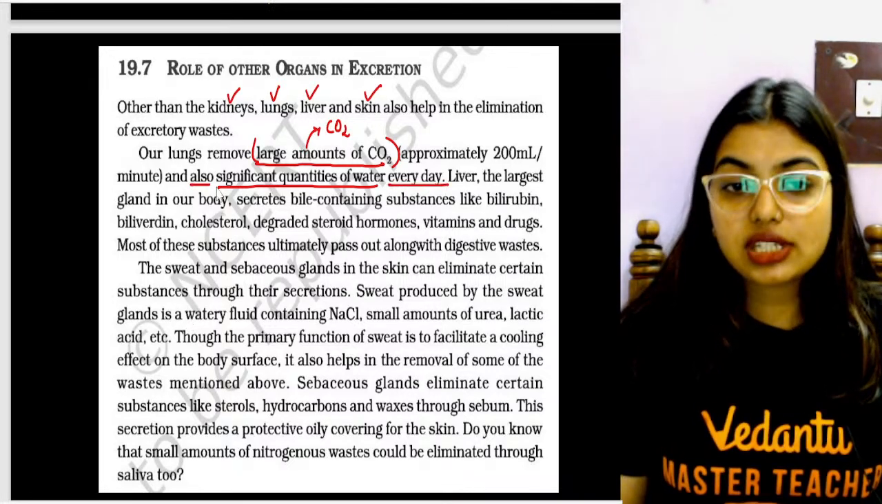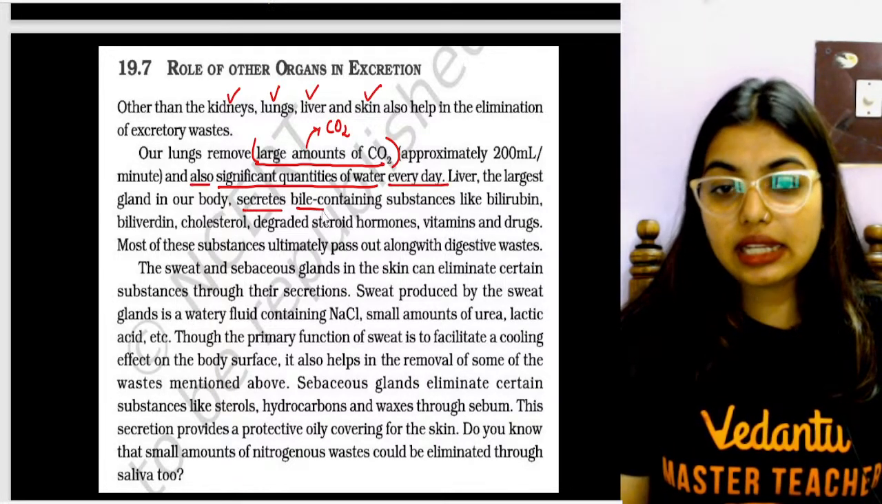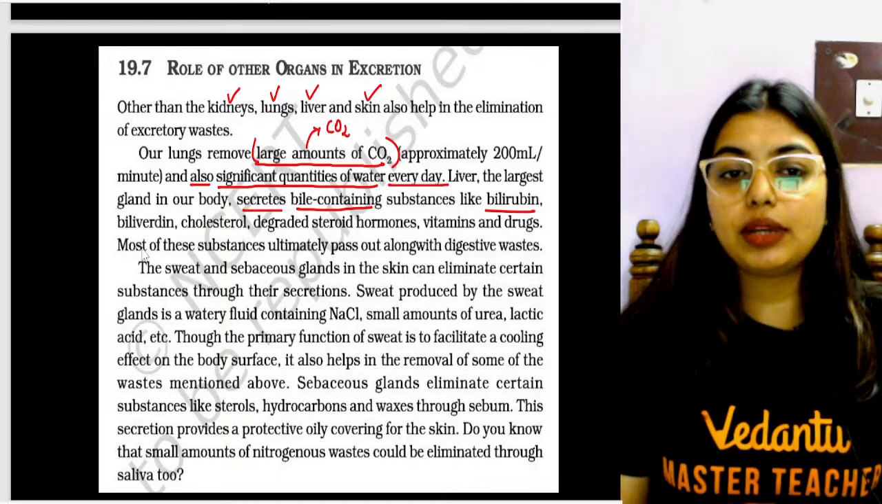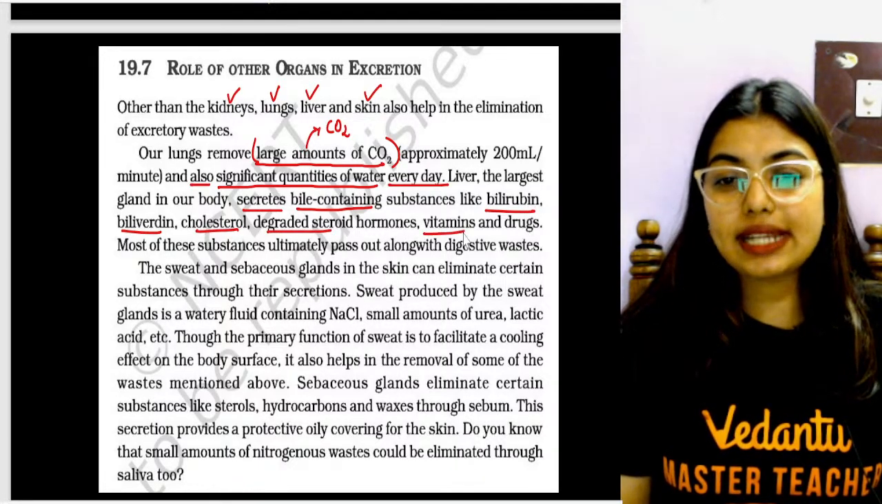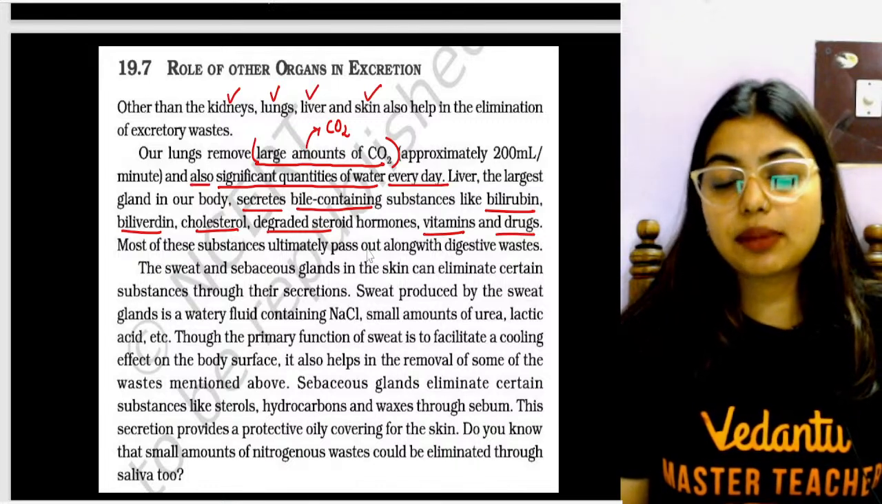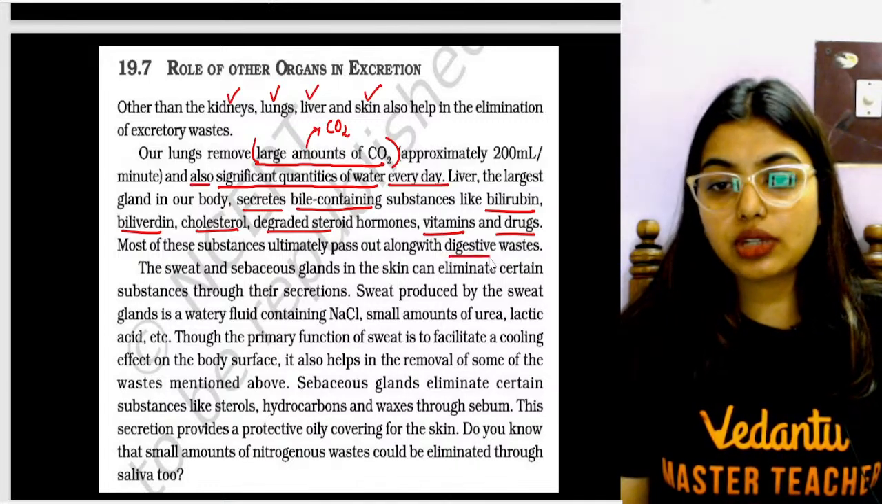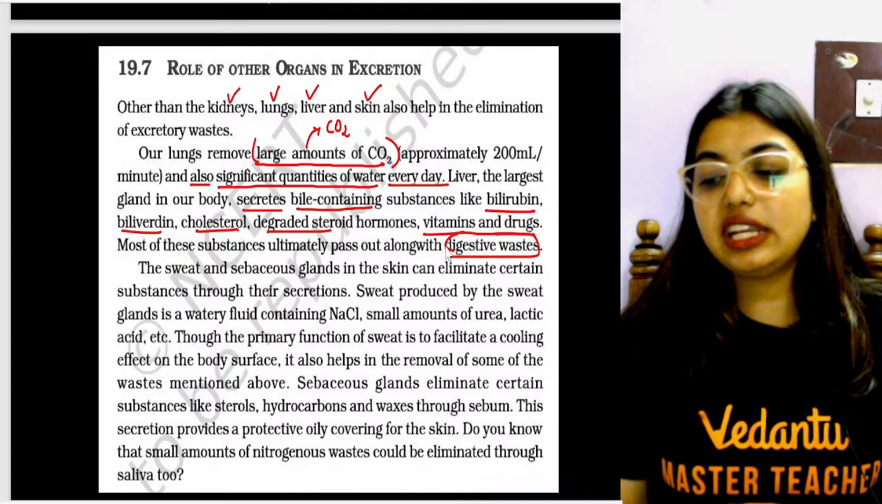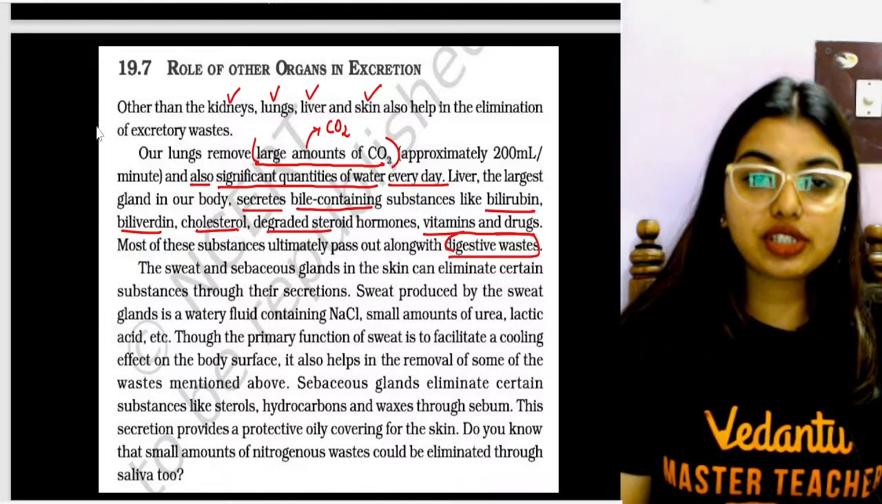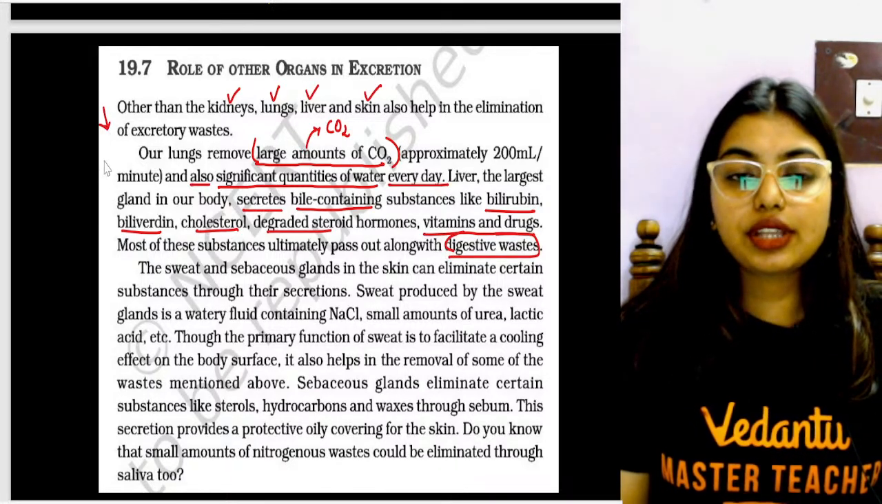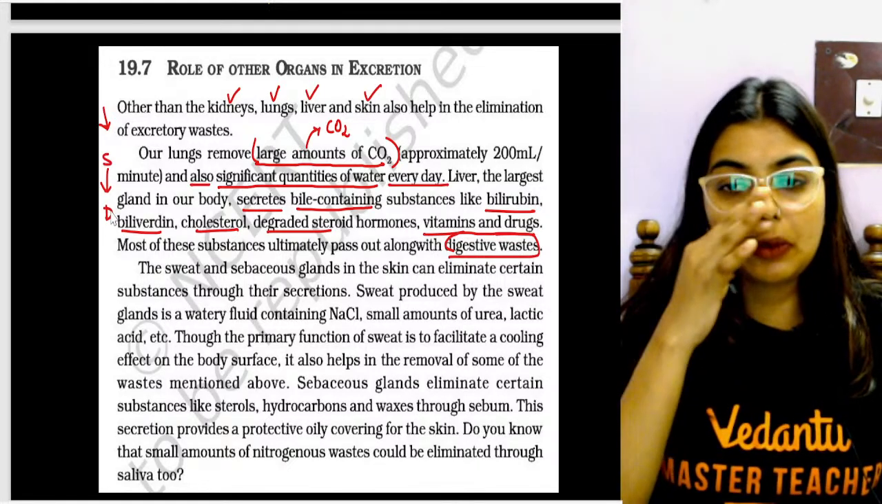Liver, the largest gland in our body, secretes bile containing substances like bilirubin, biliverdin, cholesterol, degraded steroid hormones, vitamins, drugs. Most of these substances ultimately pass out through the digestive waste. Now, when we eat a lot of tablets, students, where is it going to go? It is all going to go into your liver. So whatever is left over will be excreted out with the fecal matter.